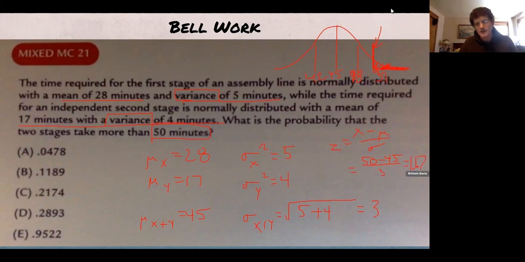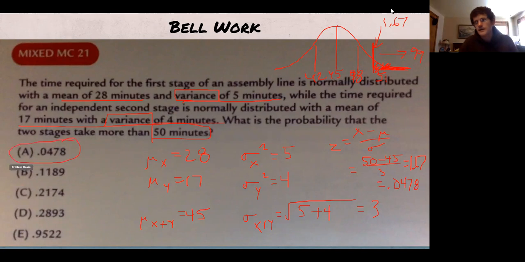So we want to get the normal CDF calculation going from 1.67 z-score up through, we can just put 99. So if we do a normal CDF calculation on this from 1.66, repeating, you can put that where you want, we get 0.0478. All right, and that is answer A.